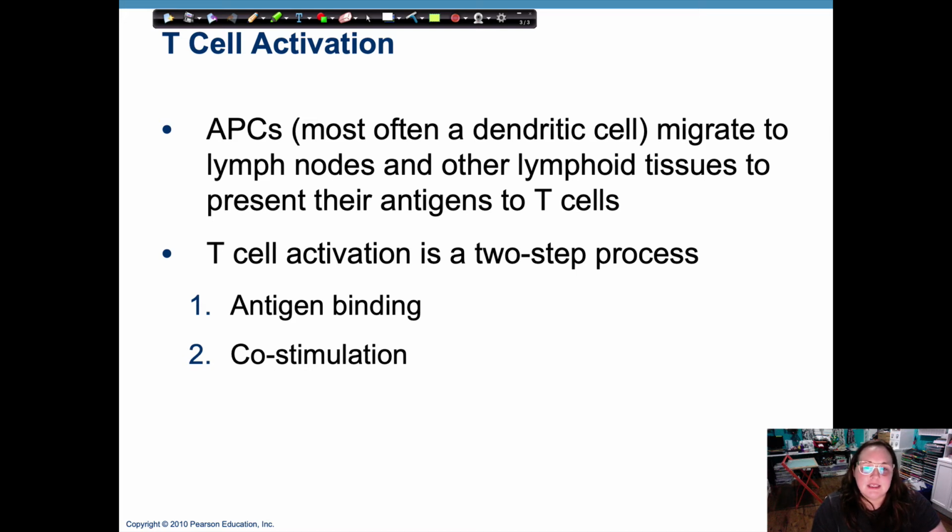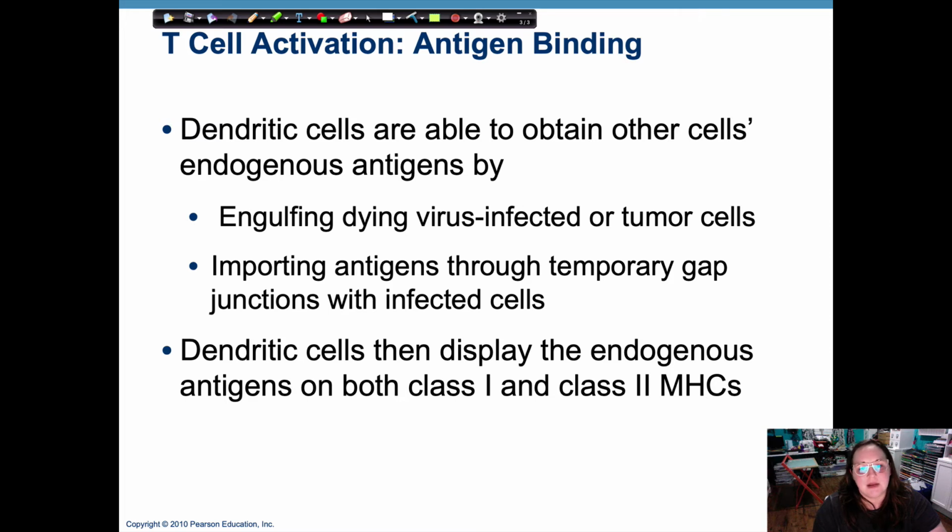Co-stimulation is an important step because if the antigen binds, but it's not co-stimulated, then the T cell will actually shut off and it won't turn into a cytotoxic T cell or a helper T cell. It'll just go along its business and keep roaming around and looking for a new antigen. But if it binds and co-stimulation occurs, then that's the trigger to turn the T cell from a naive cell into either a cytotoxic T cell or a helper T cell.